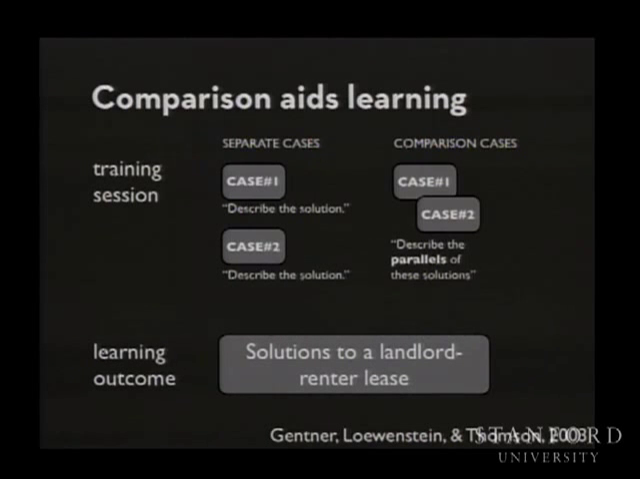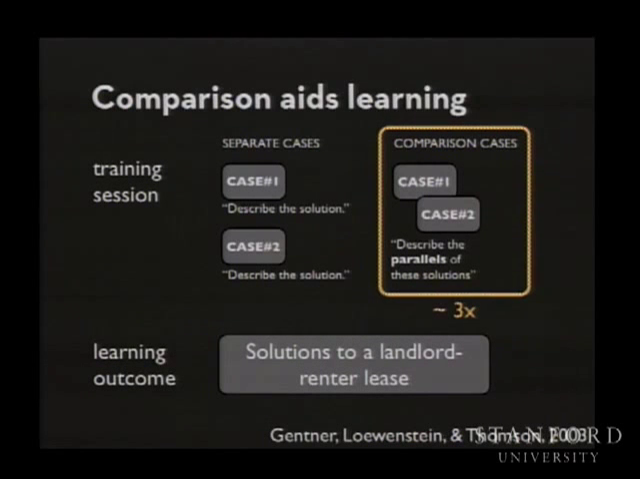In the separate cases condition, they would get the same cases as the other condition, but they would be asked to describe the solution in each case after each one. So they would read one, describe the solution for it, and then read another and describe the solution for it. In the comparison condition, they simply had people describe the parallels of the two solutions. So it explicitly forced them to compare the two cases. The results found that in the comparison condition, participants were nearly 3 times more likely to offer the preferred solutions, not the simple split-the-difference solutions.